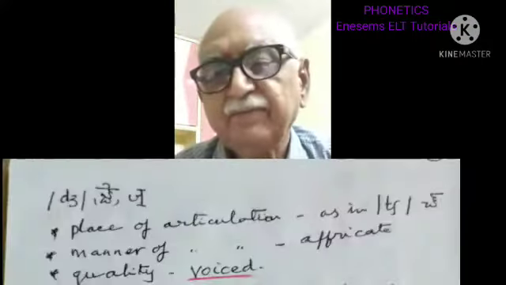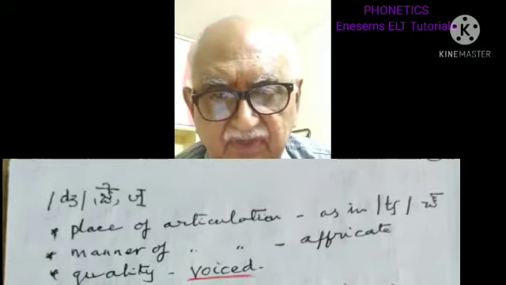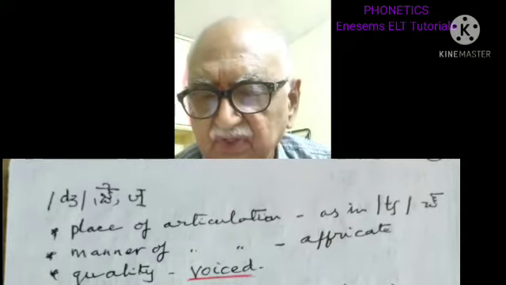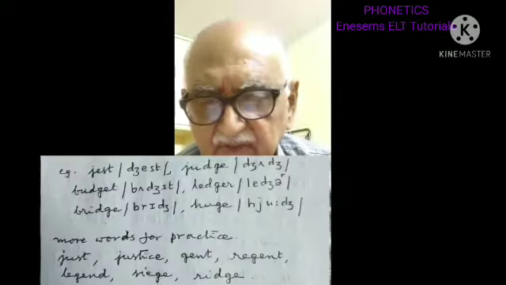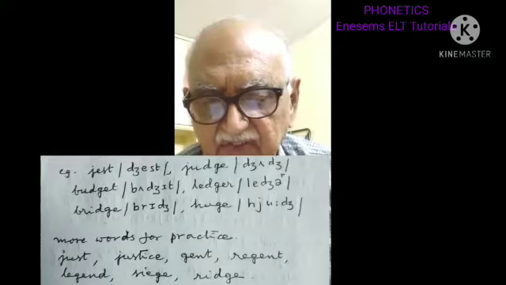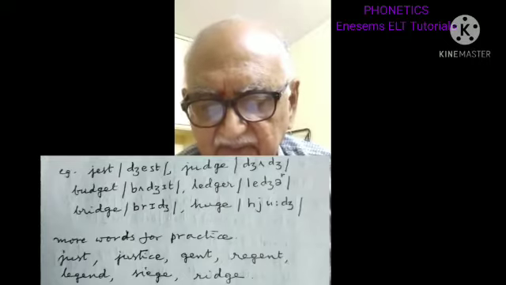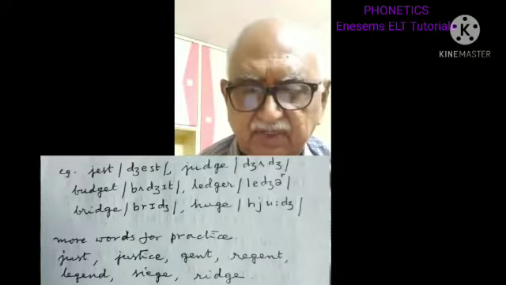Then j. Place of articulation as in the case of ch. Manner of articulation affricate, quality voiced. So this sound is called palato-alveolar voiced affricate. Listen to these words: just, judge, budget, ledger, bridge, huge. More words for practice: just, justice, gent, regent, legend, siege, ridge.